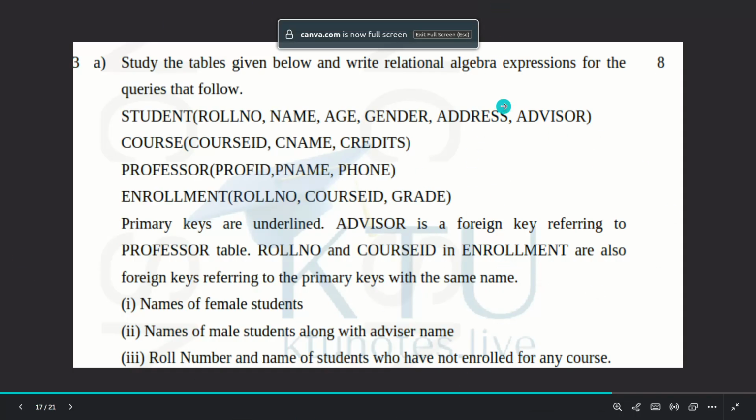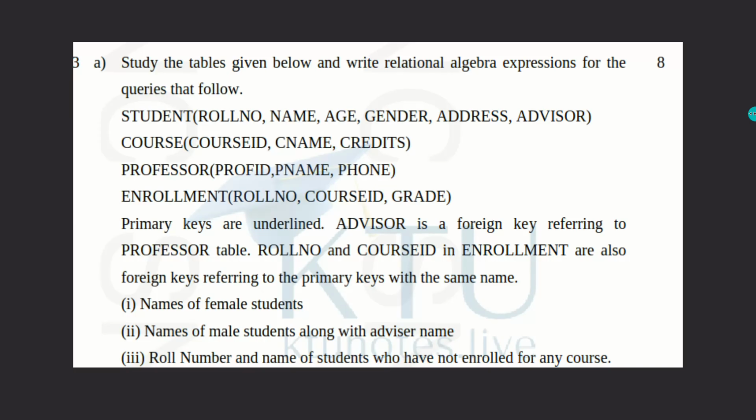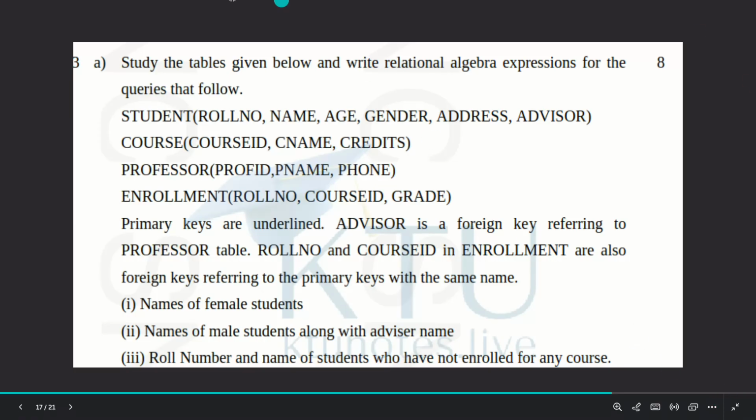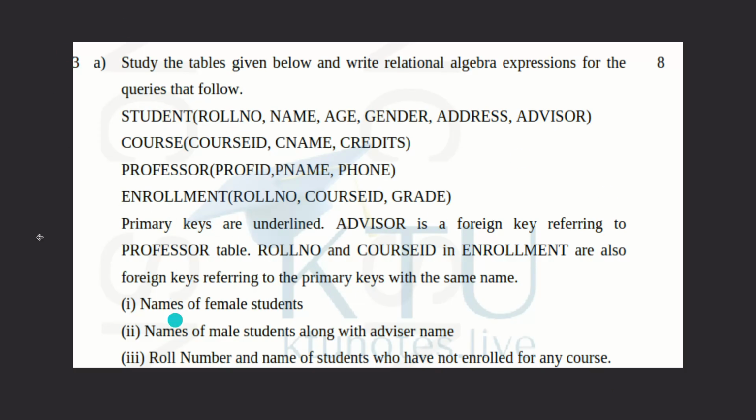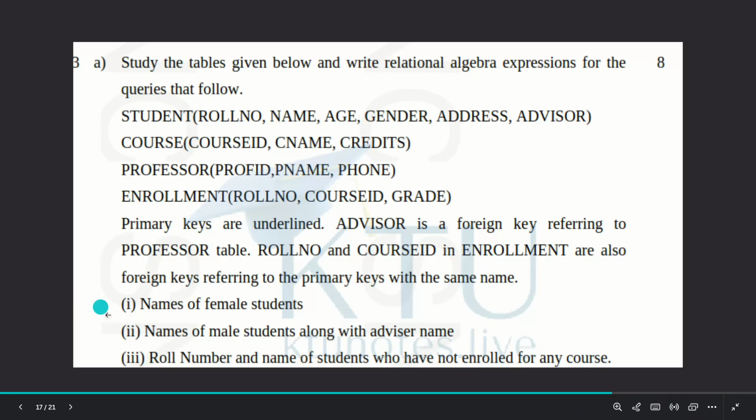So here we are doing again DBMS PBQ, and this is from relational algebra. You are given these tables, we are going to understand these tables and we are going to do these 3 questions from them. So let's do that.